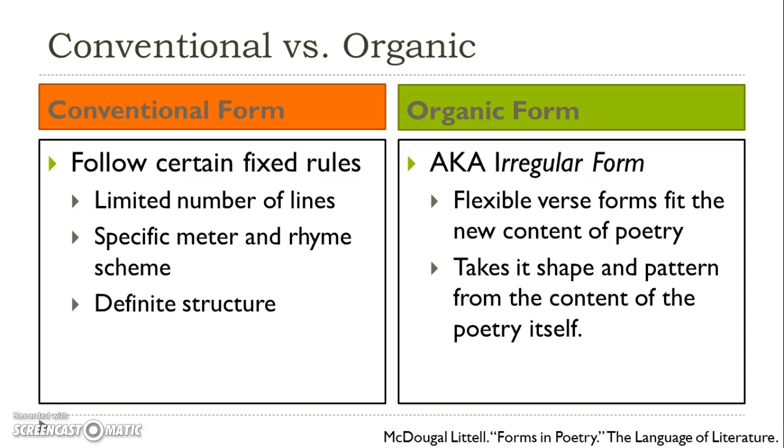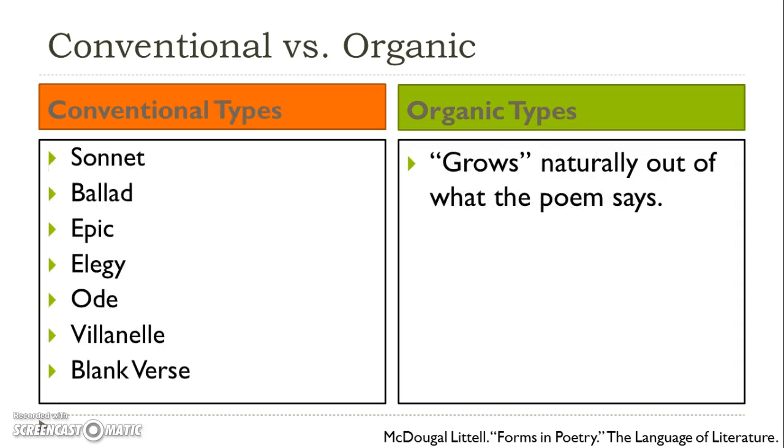Now, the organic form of poetry, also known as irregular form, was developed in the early 19th century. The English Romantic poets wanted more flexible verse forms to fit the new content of their poetry. Unlike the conventional form that provides an ideal pattern for poems to follow, the organic form takes its shape and pattern from the content of the poem itself. That is to say, the form of the poem grows naturally out of what the poem itself says.